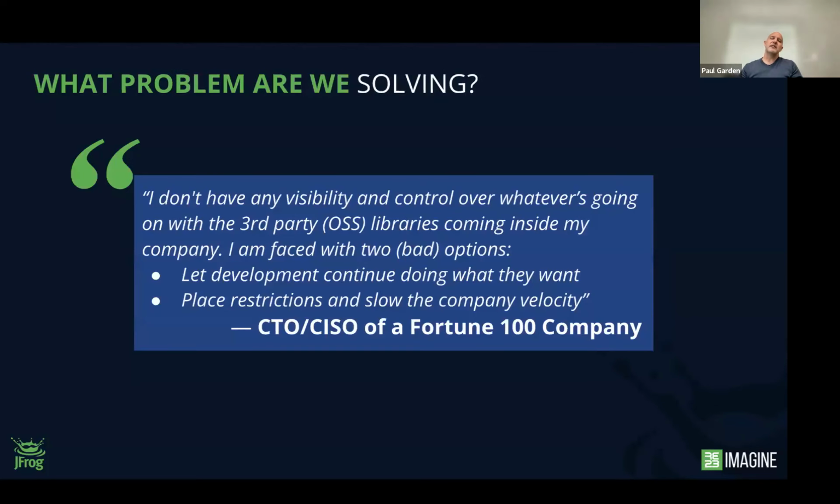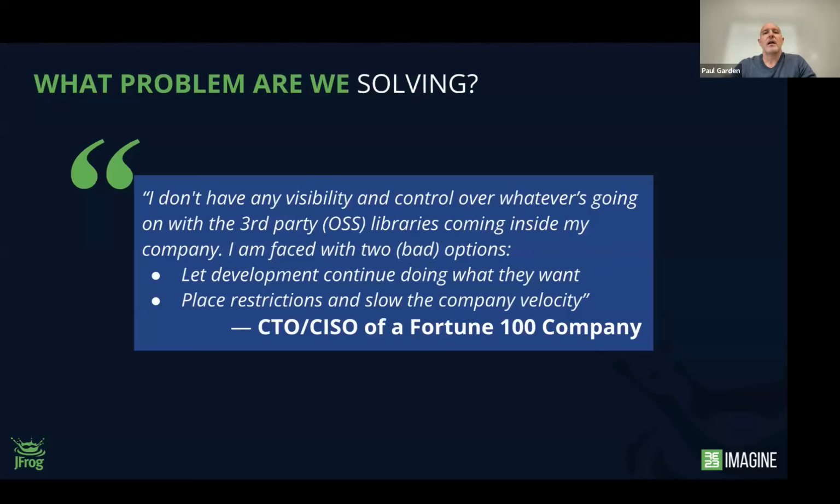So what's the problem? This is the crux of what we're doing and why we created JFrog Curation. This is a great quote from a CTO and a CISO of a Fortune 100 company. He says, I don't have any visibility or control over whatever's going on with the third-party open source libraries coming inside my company. I'm faced with two bad options: let development continue doing what they want, or place restrictions and slow the company velocity.